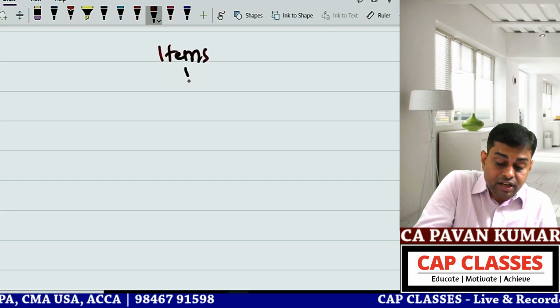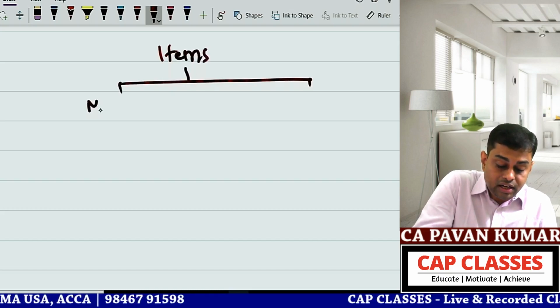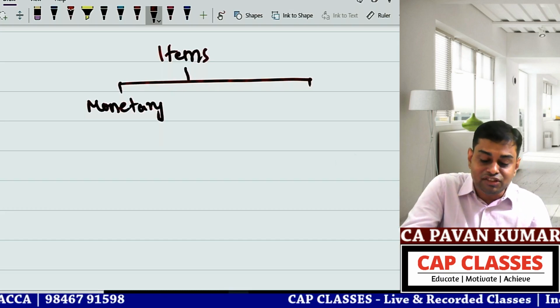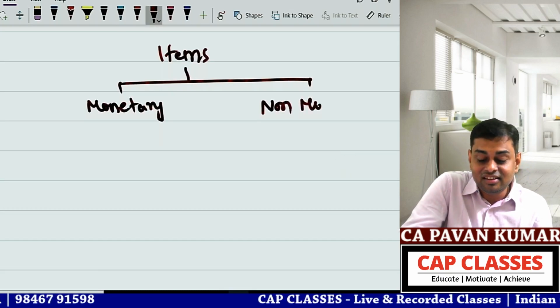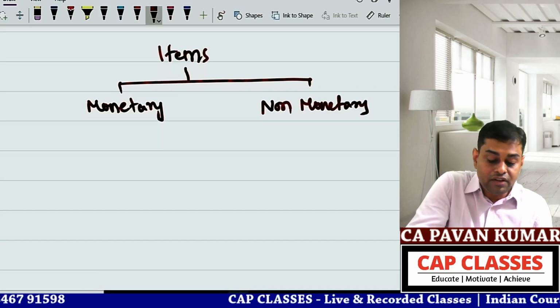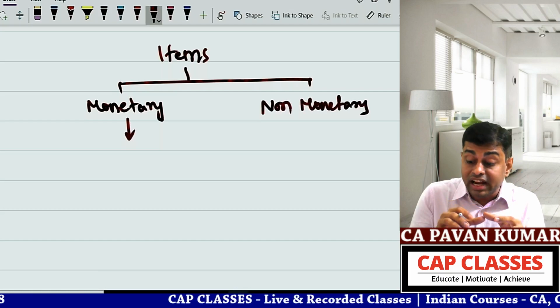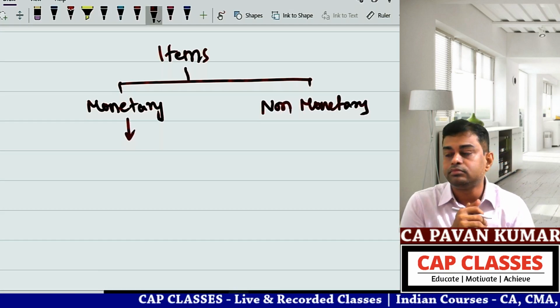Items are classified into 2: monetary and non-monetary. 50% of the standard revision is over. So what is a monetary item, and what is a non-monetary item? I told you. Now we are looking at the accounting aspect.